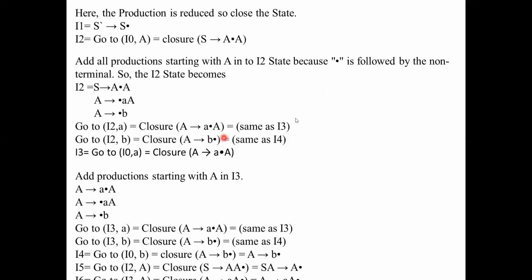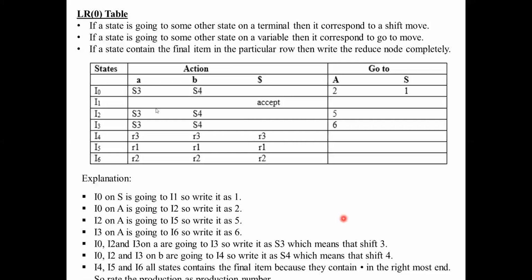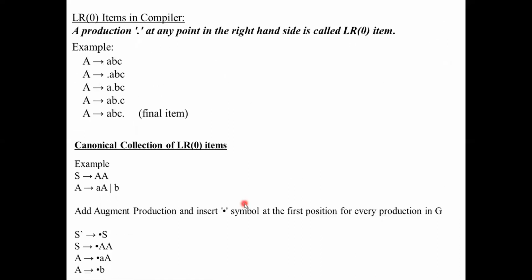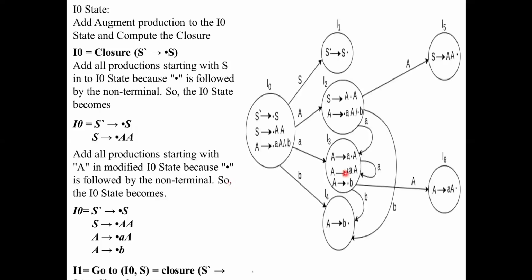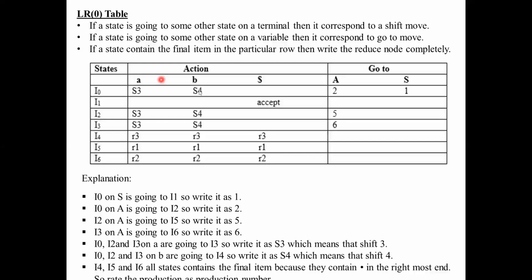Now for B, if we talk about B, we reach the state I4, so write down S4. Clear? For I2, again for A and B, we reach I3 and I4, it means S3 and S4. And the same for I3: for A and B, that is I3 and I4, so again we write down S3 and S4. So the terminal part is clear.